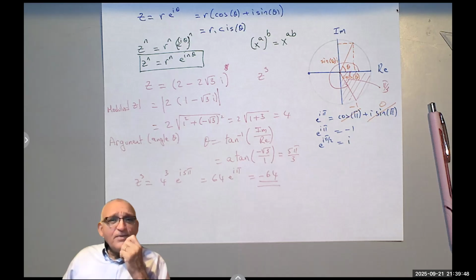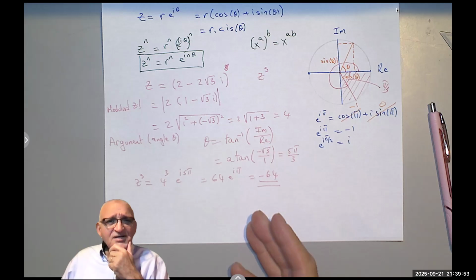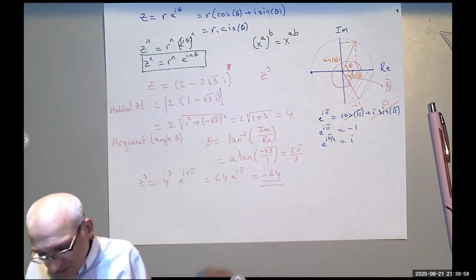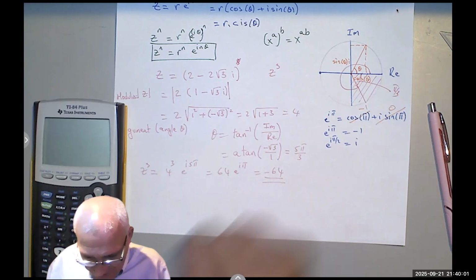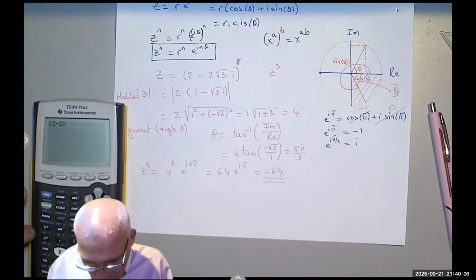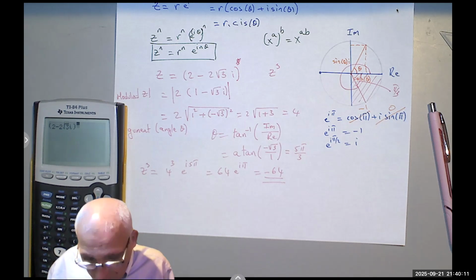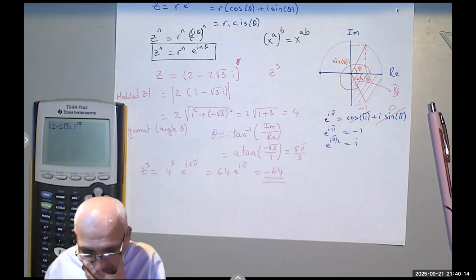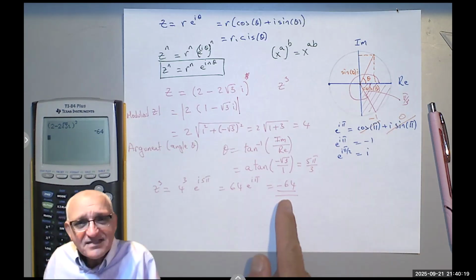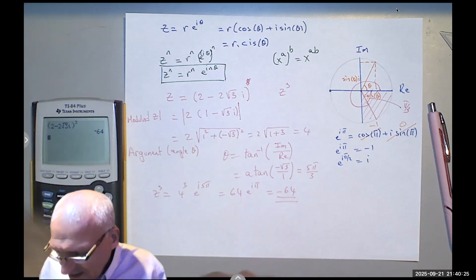Wow, I started with a complex number. I kept multiplying it by itself. And I ended up with a real number. Yeah, but you did the same thing here, right? So let's see if we take 2 minus 2 square root of 3i and raise it to the third power. Let's see what we get. We got negative 64. Interesting. So this is the same as negative 4 cubed, right? Okay, keep that in mind.